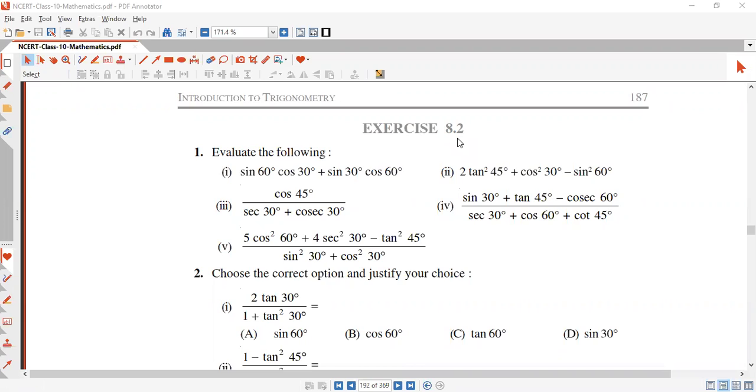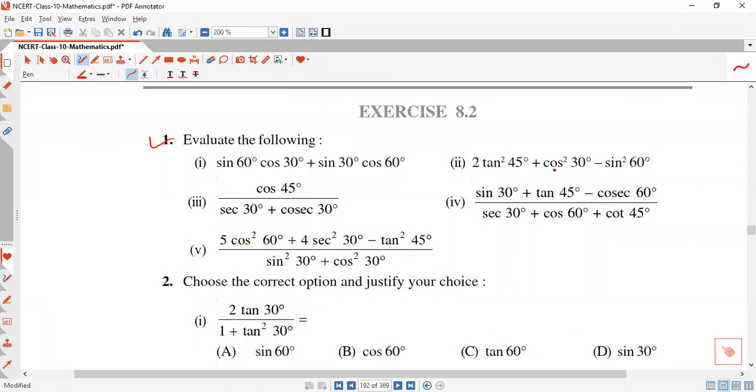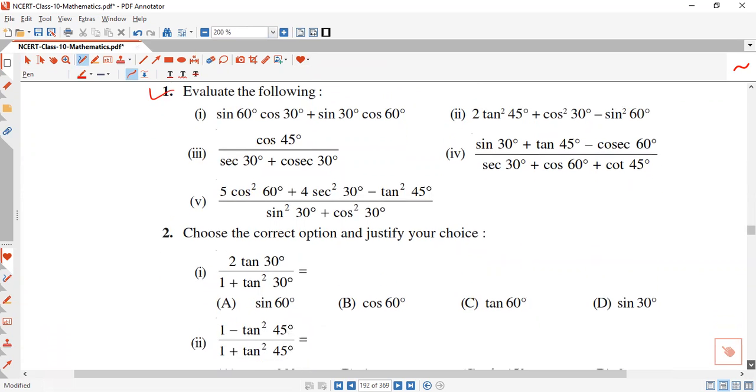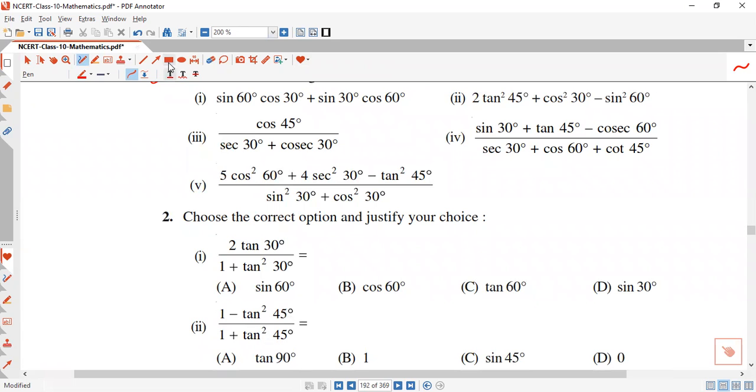Let's see the first question. What does it say? Evaluate the following: sine 60 degree, cos 30 degree, sine 30 degree, and cos 60 degree. We have to find out these values. So you see this question, first part, we have to find out these values.